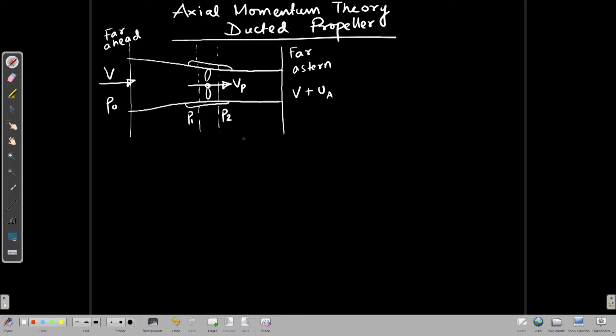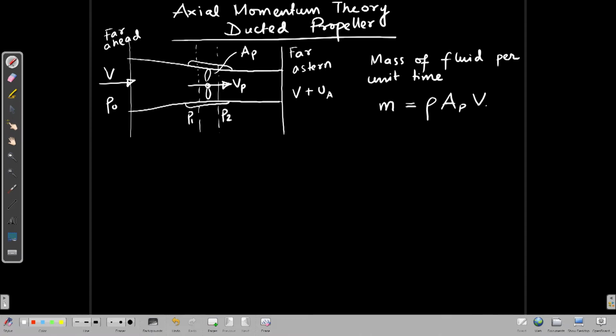So, the fluid column is flowing through the ducted propeller of a cross section area, let us say AP, and hence the mass of fluid flowing per unit time is m equals rho AP into Vp. This is the same as we have seen for the conventional propeller.